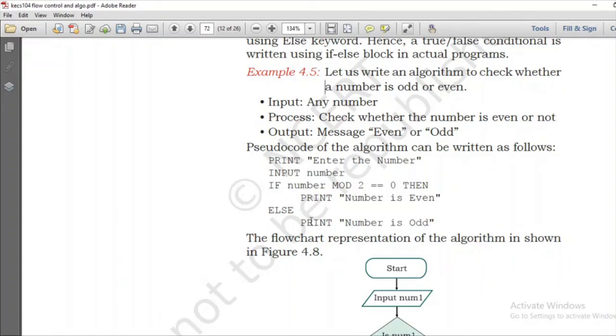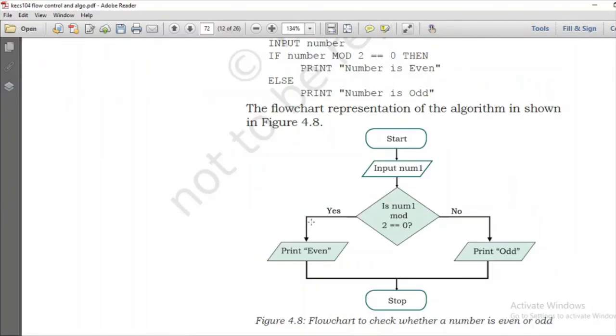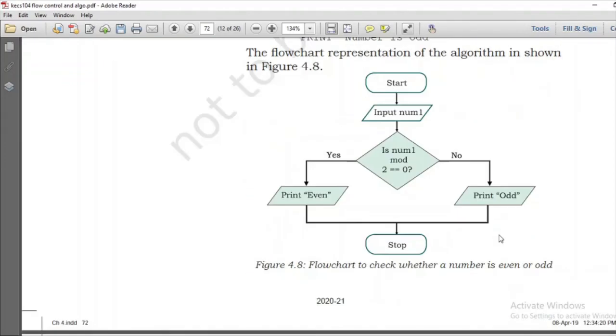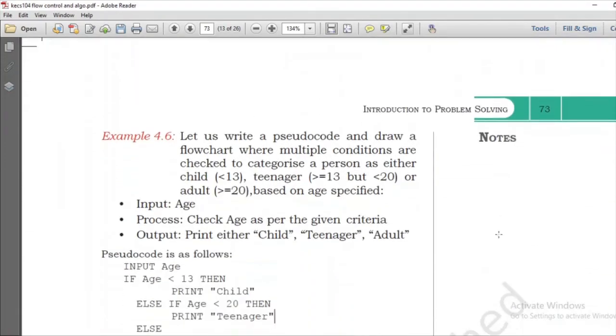If I depict that in a flow chart, this is how it works. Start, you take the input of the number, you divide the number by 2, and if the remainder is 0, yes, that means print even, and no, that means it is an odd number, so print odd. So this is how you can use conditions in your flow chart.